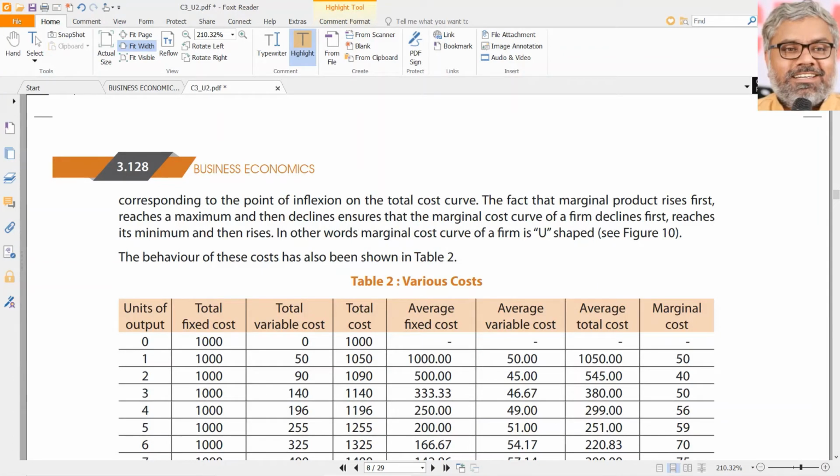So what happens in the marginal cost? When the marginal product rises first, reaches the maximum and then declines, that we know. That was marginal product, right? Exactly the opposite happens to marginal cost. That ensures that the marginal cost of a firm declines first, reaches a minimum and then rises. So exactly it corresponds to the marginal product curve. The marginal product curve was bell-shaped. The marginal cost curve is U-shaped. As usual, it is the opposite of the product.